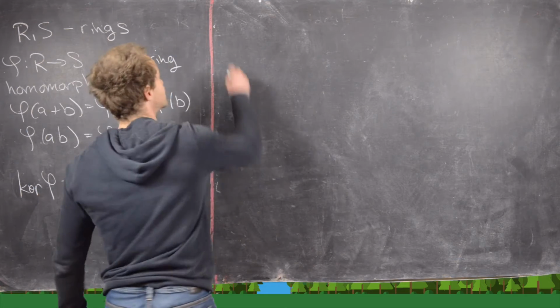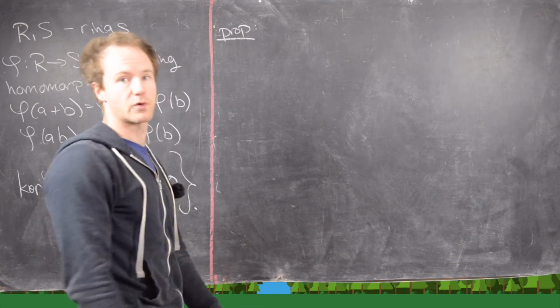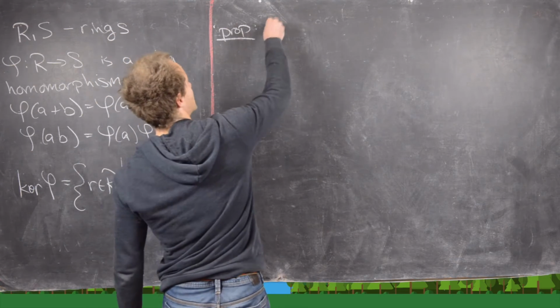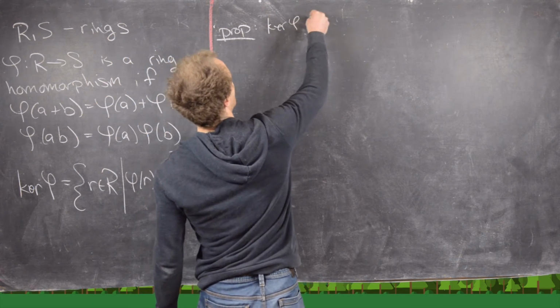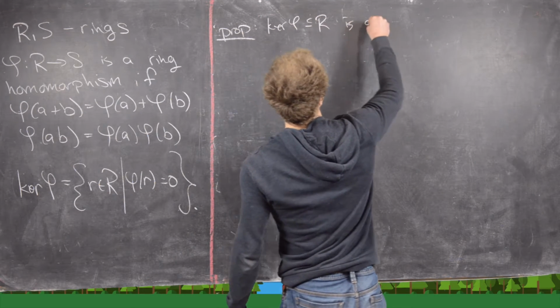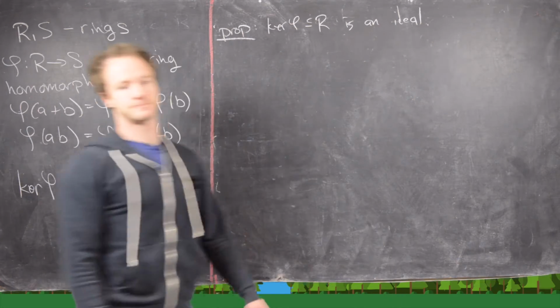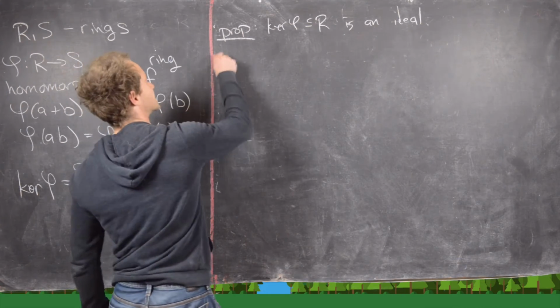So now the first thing that I want to do is prove this important proposition that says that the kernel of phi inside of R is an ideal. Okay, great. So let's see how this proof goes.